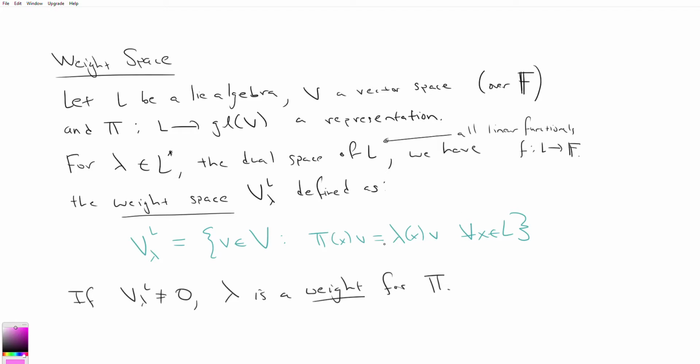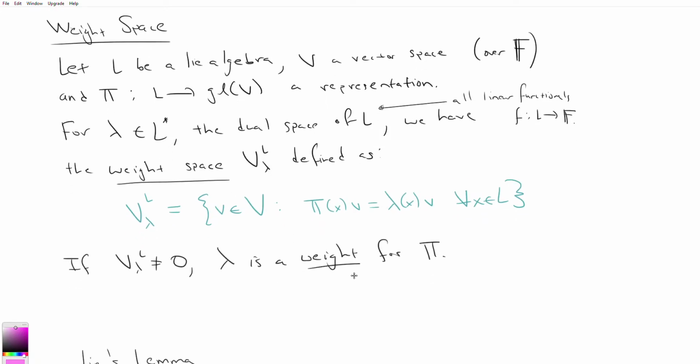And so clearly 0 will always be an element of the weight space, regardless of what linear functional you choose. So we're only interested in the lambda for which we get more than just 0. So if V sub lambda of L is not equal to 0, we say lambda is a weight for the representation. And so we've actually seen an example of this in Engel's theorem, where the weight was 0, and we'll continue to see more. One of the most important examples of weights are the roots, and that will be a tremendous part of this course, and so I don't want to spoil anything. I'll just kind of prime you with that.